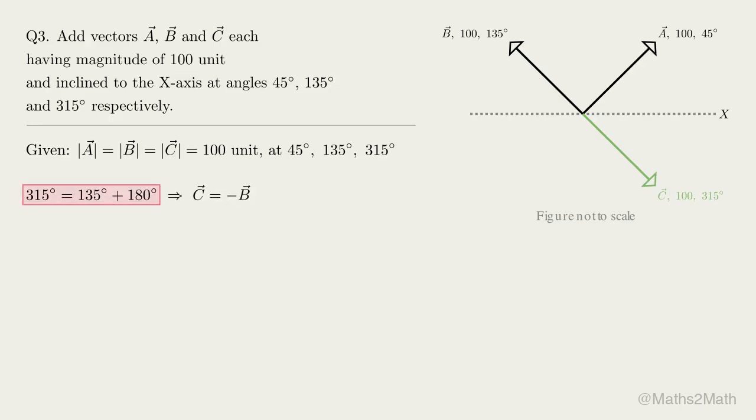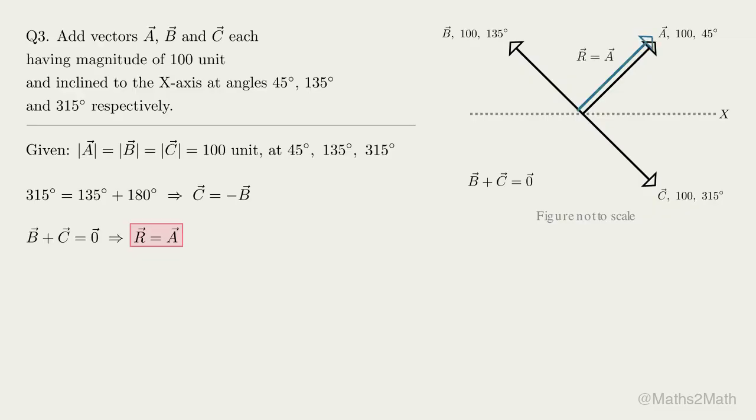Now observe. 315 degrees is 135 plus 180, so C points exactly opposite to B. Equal and opposite vectors cancel. B plus C is the zero vector, so the resultant is just A. Hence, the resultant is 100 unit, at 45 degrees with the x-axis.